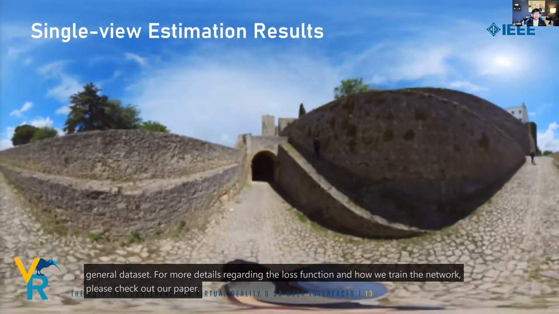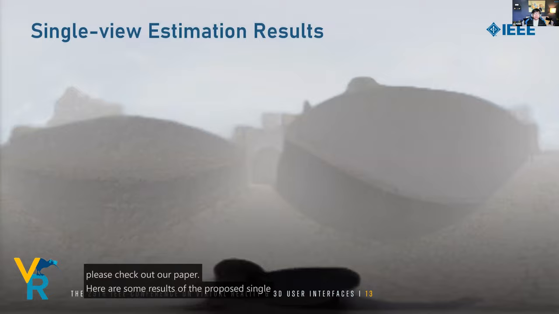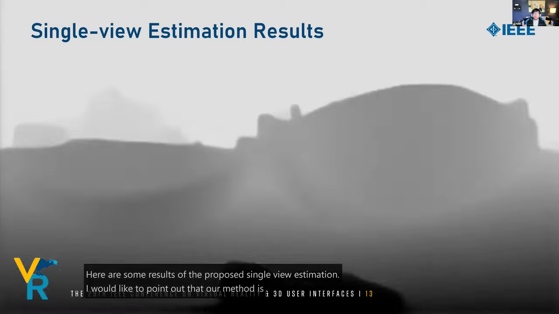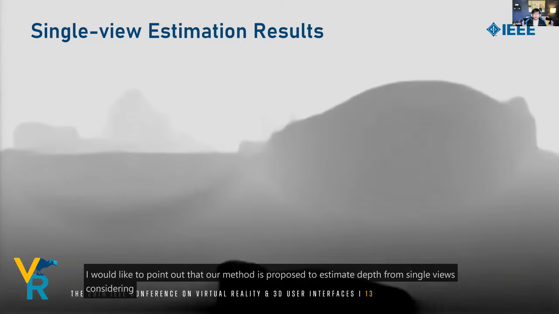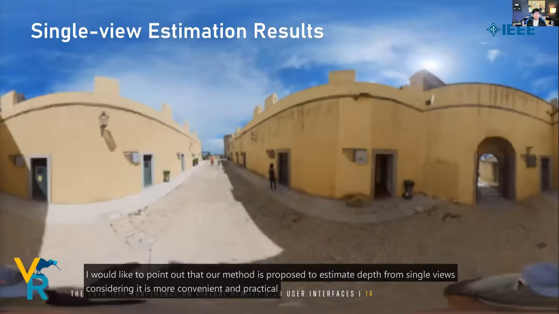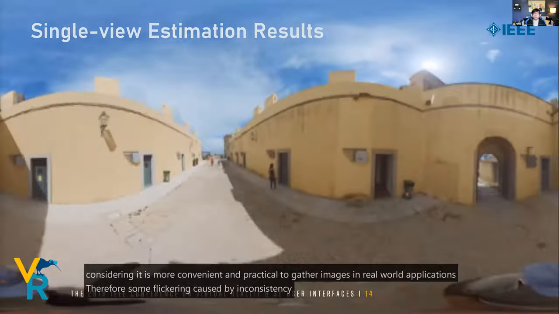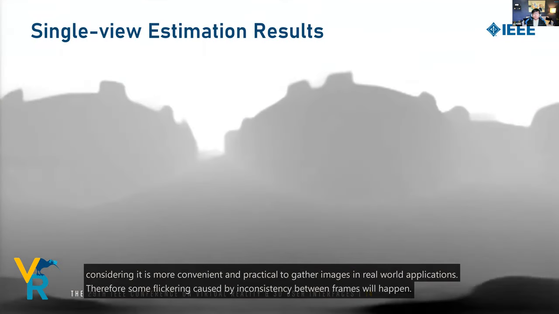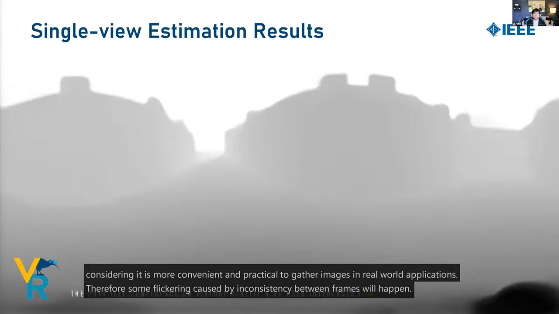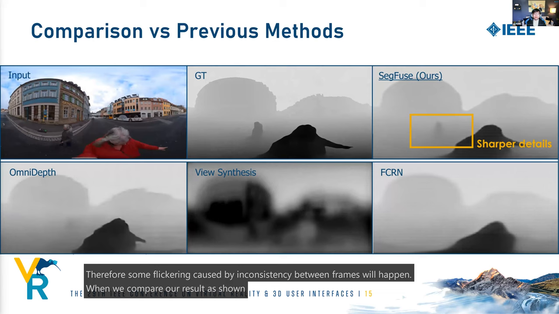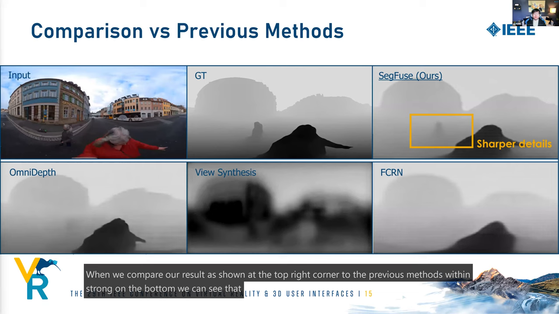Here are some results of the proposed single view estimation. I would like to point out that our method is proposed to estimate depth from single views, considering it is more convenient and practical to gather images in real-world applications. Therefore, some flickering caused by inconsistency between frames will happen. When we compare our result, shown at the top right corner, to the previous method, shown on the bottom, we can see that our method shows less artifact and sharper details at local regions.